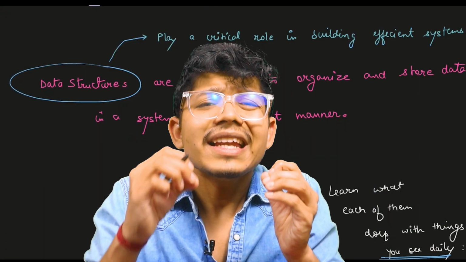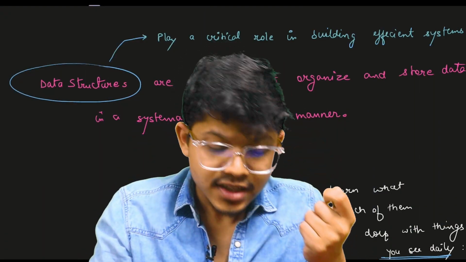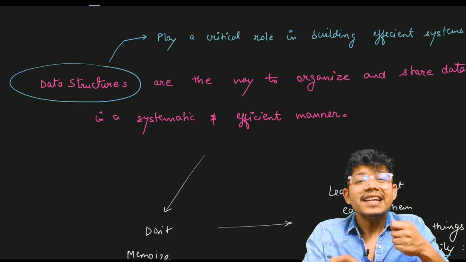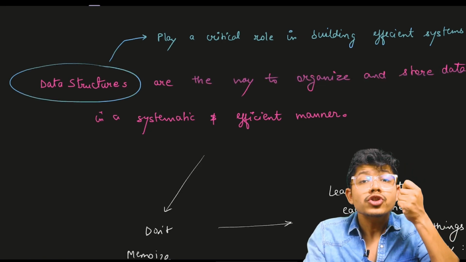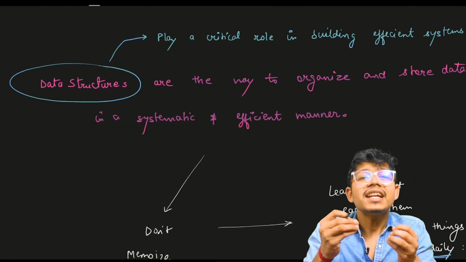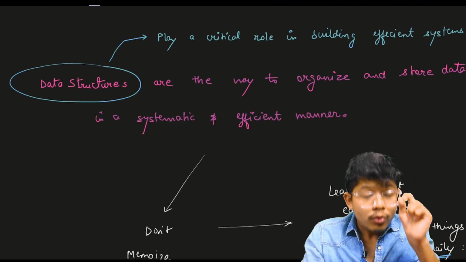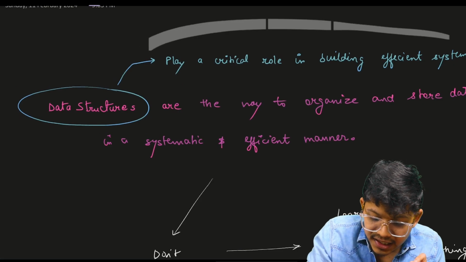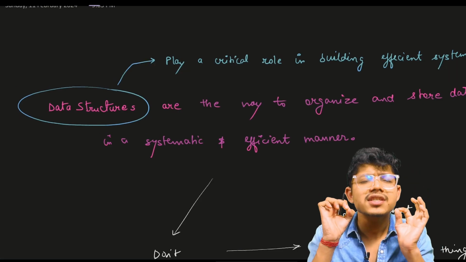But before moving on, let's see what a data structure is. A data structure is basically a way to organize and store data in a systematic and efficient manner. And the most important part is that it plays a very critical role in building efficient systems.